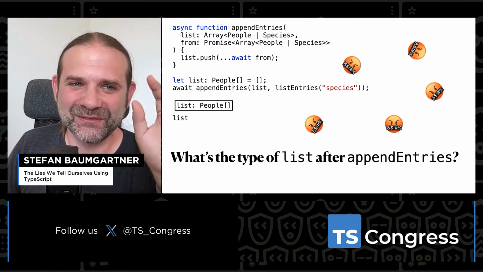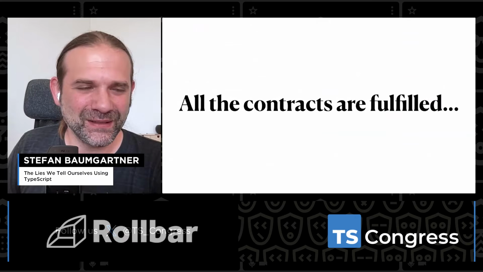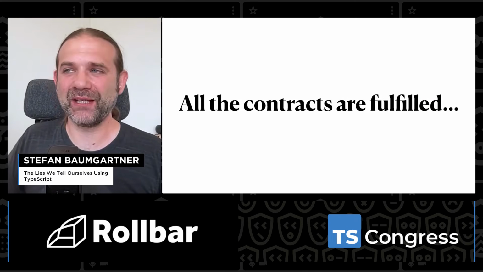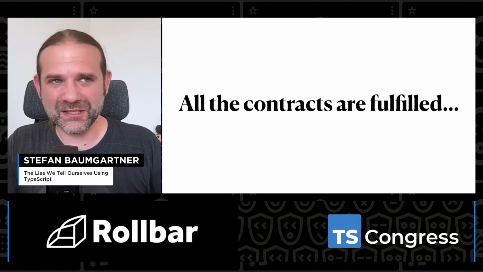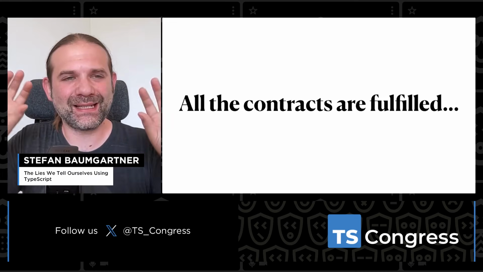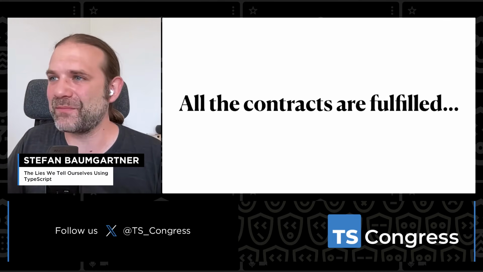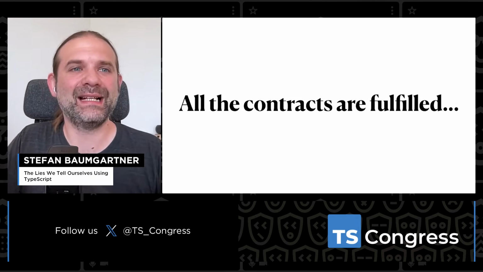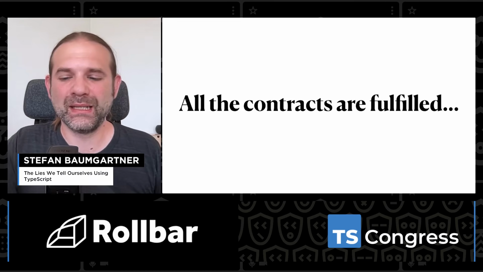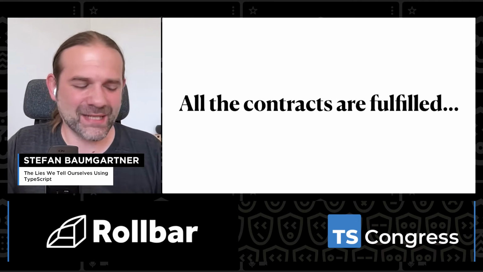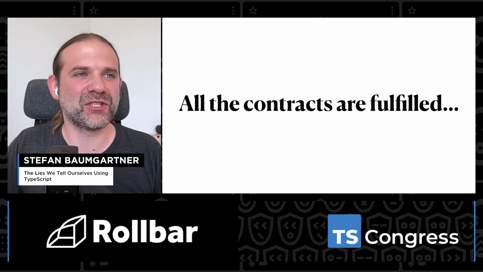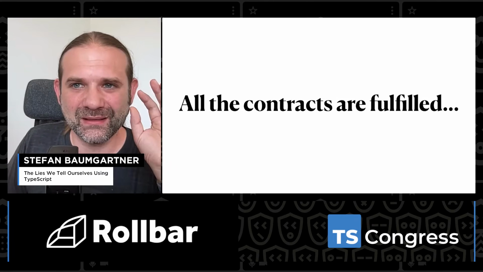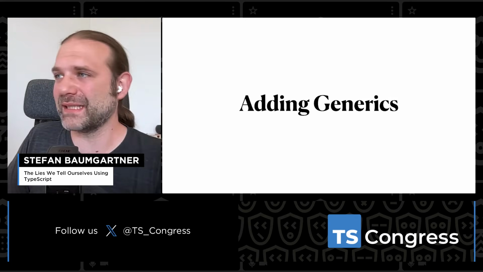But what's happening here is the following, that all the contracts are fulfilled. So if I'm having a list, which is an array of species or people, then I can add a people array to it. And if I have another list of array of people, then I can add a species array to it. The problem is that the original list is being mutated, and in TypeScript, nothing exists to highlight those mutations from, for example, arrays or whatever. So the type doesn't change afterwards, and this is a problem. But there's another solution for that. If you are encountering things like this, always add generics.